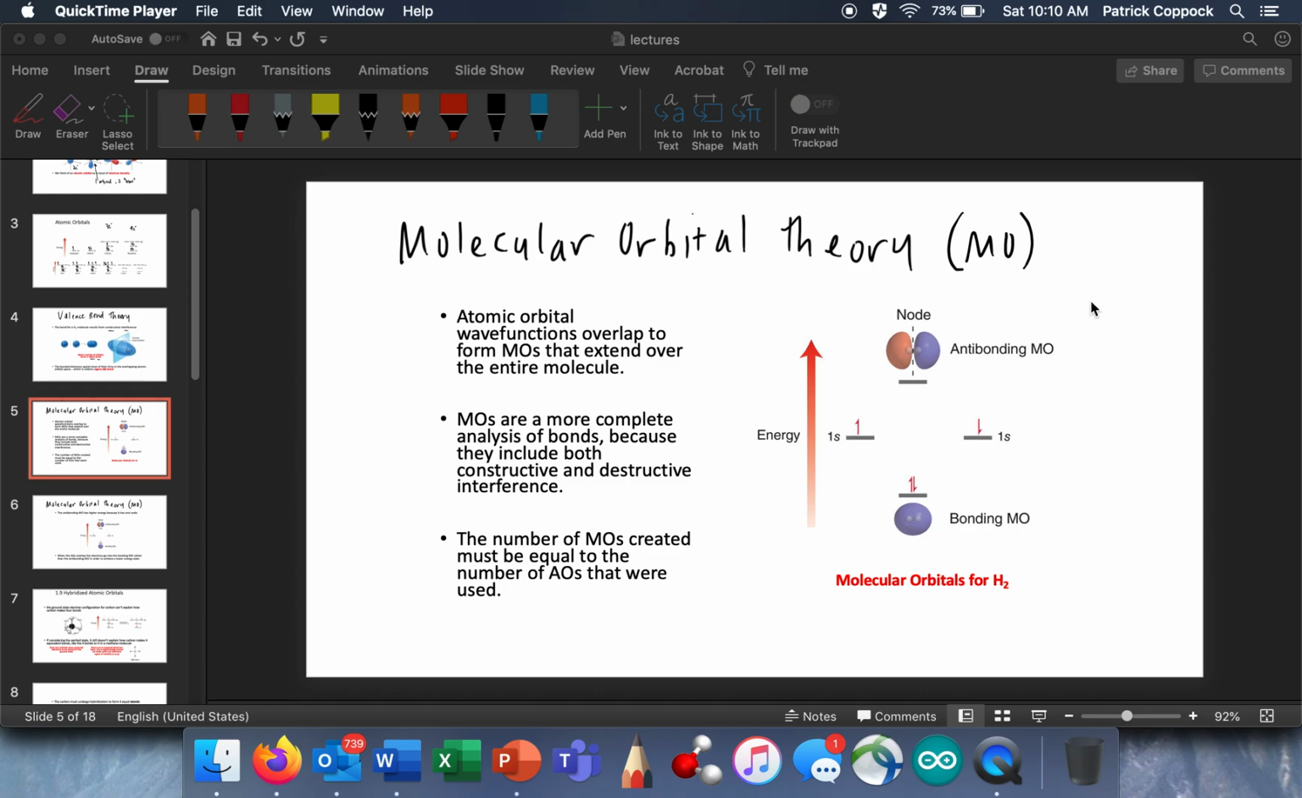All right, so in valence bond theory, we considered bonds to be the overlap of valence electrons, right? And so we sort of thought about bonds as being the electrons being right in between two nuclei, and they spend most of the time between them. In molecular orbital theory, it's a little bit different. In molecular orbital theory, we consider atomic orbitals.